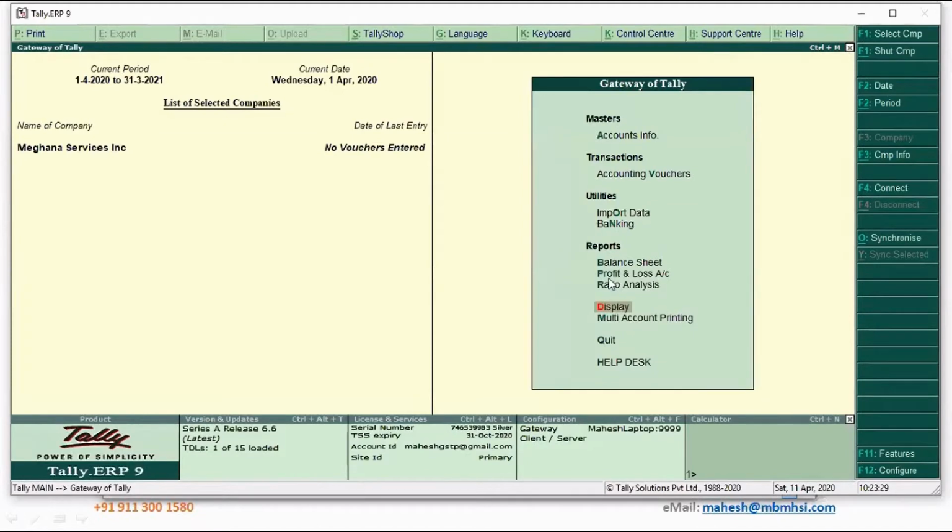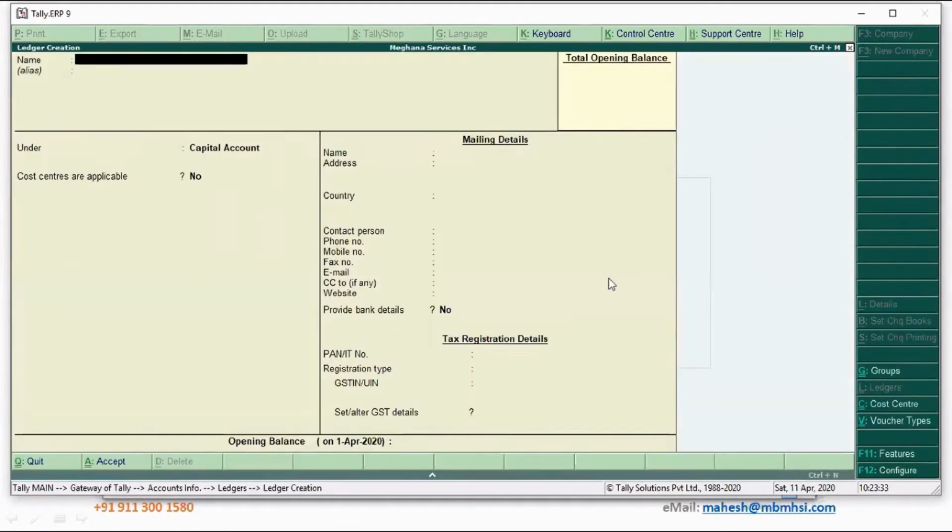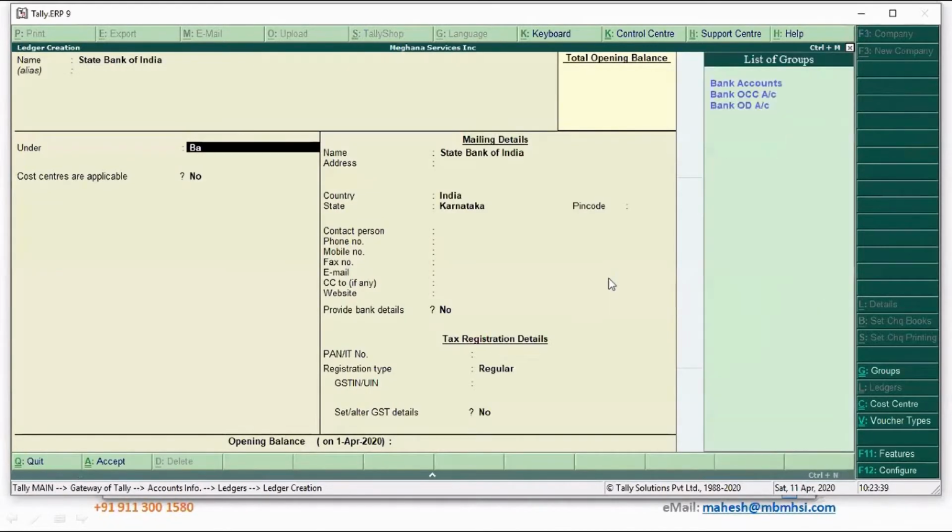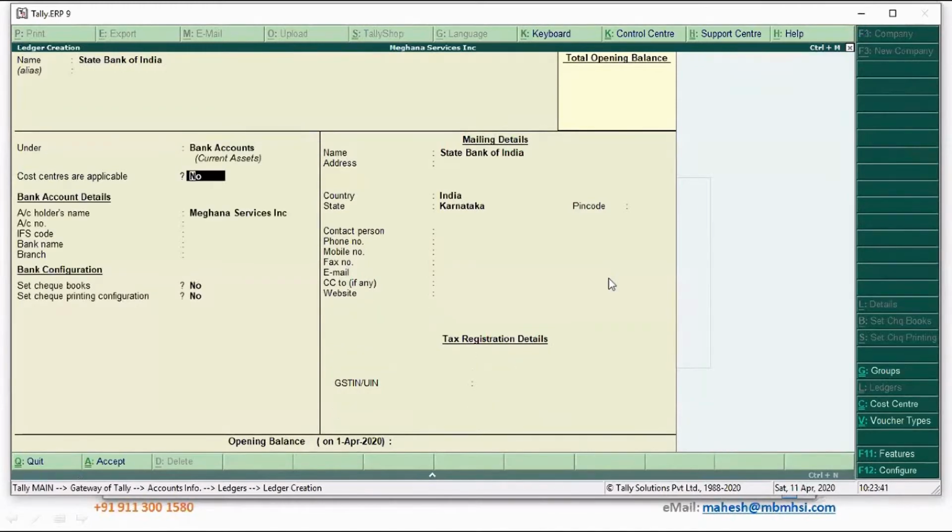Now let me go and create a few ledgers for us to operate. For example, I'm saying State Bank of India comes under bank accounts. Cost center, is it applicable or not? See, look here, it has started asking for the cost center even for my assets and liabilities. Currently let me just say no to this. I'll come back to it. Let us go into detail and see that explanation.